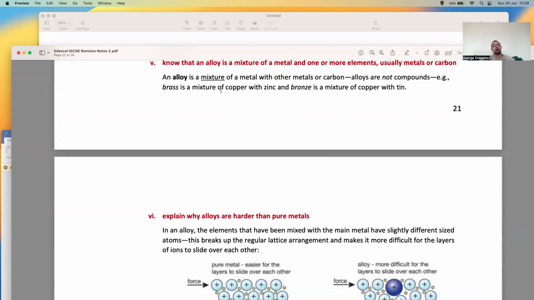Now, brass is a mixture of copper and zinc, and bronze is a mixture of copper and tin.